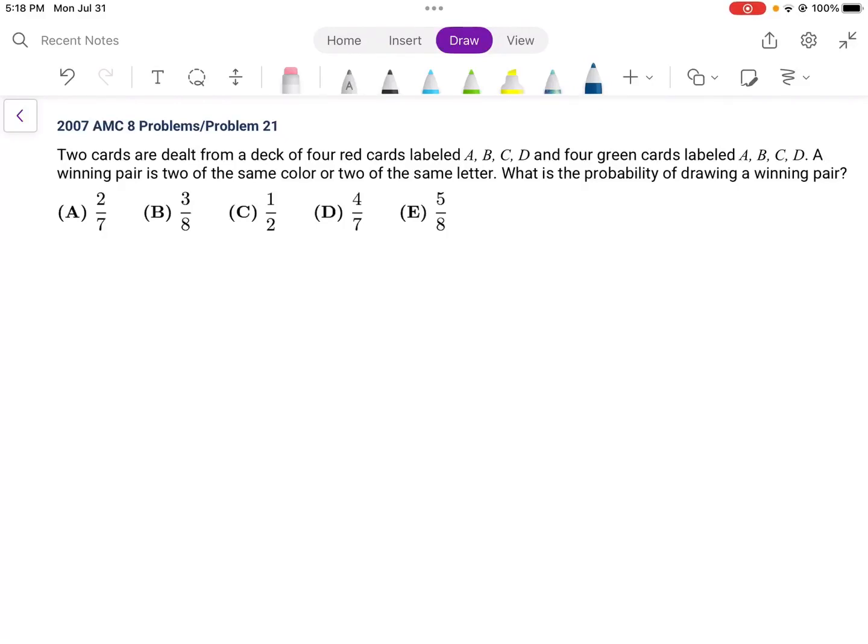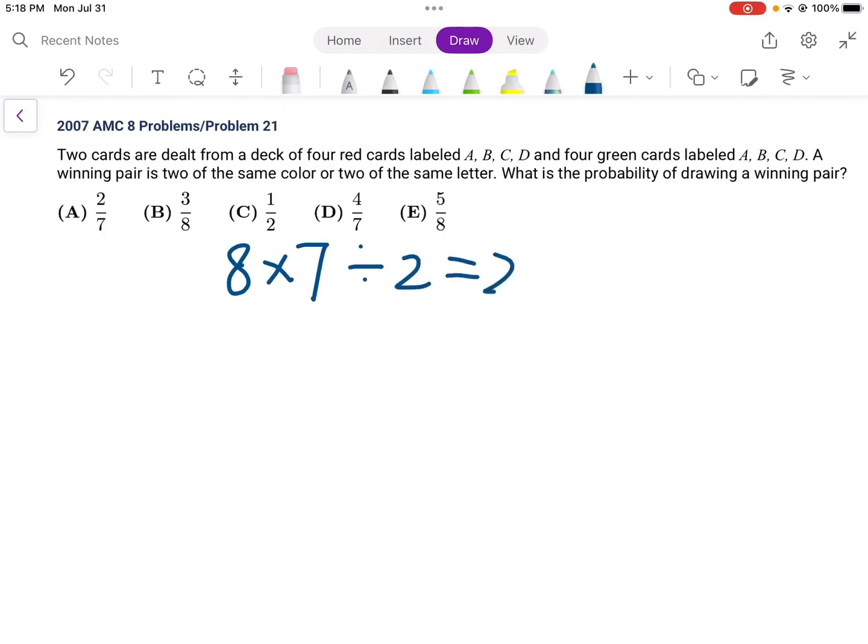Problem 21. First, we calculate the total choices of choosing two cards. For the first card we have 8 choices. Then the second card will have 7 choices. So that's 8 multiplied by 7. Because the order of the two cards does not matter, we divide that by 2.